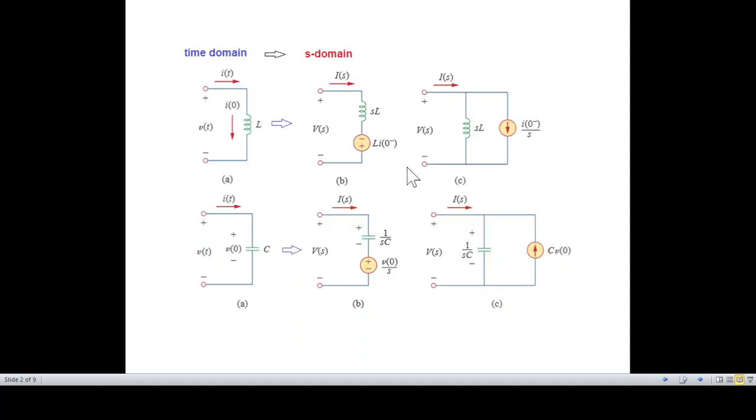So if you recall, from time domain to S-domain, when we convert an inductor, there are two options. One is called the series option, and the other is called the parallel option. L is replaced by SL, and then we have a voltage source. Similarly here, in parallel, we have a current source. Same goes with the capacitor. We have 1 over SC for the capacitor, and then there is a voltage source. And this is the series circuit, and this is the parallel combination. In our question, we'll be using this because our circuit is more like a series circuit.